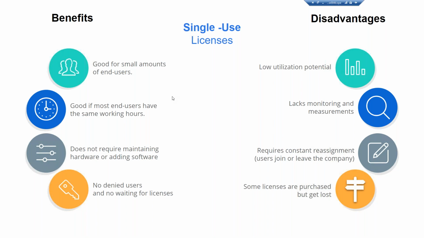You can't really monitor it unless you use OpenLM. It requires constant reassignment, of course. Let's say someone left the company, someone joined, you need to assign licenses, and not all vendors have an automated way to do that. And something that we've seen is that some licenses are purchased but actually get lost. You got a lot of licenses, those single-use licenses get lost along the way.